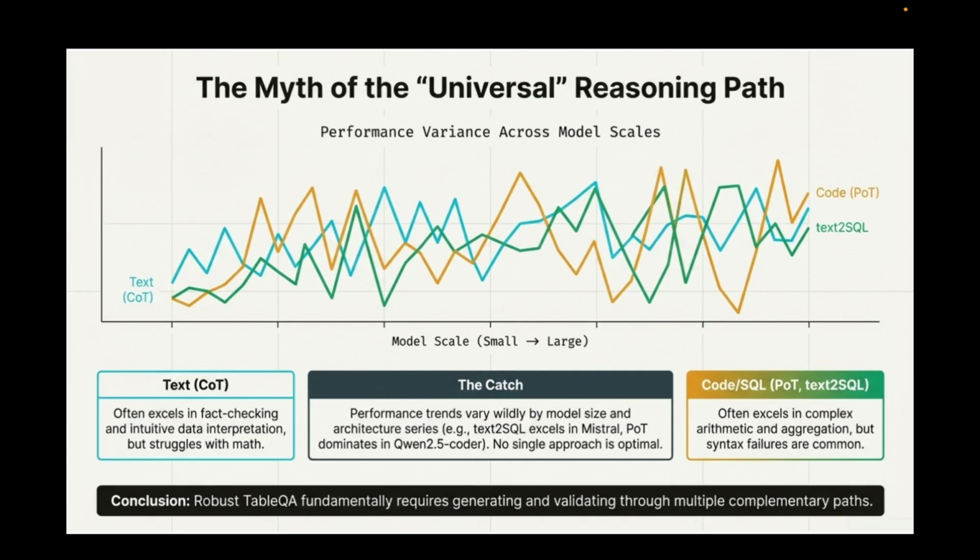The best path depends on several things: the type of question, the structure of the table, the size of the model, and the type of the model being used. So, this slide supports the paper's main design decision. If no single reasoning strategy is universally best, then a reliable framework should not depend on just one. It should combine complementary reasoning paths and manage them intelligently, which is exactly what MATA does.